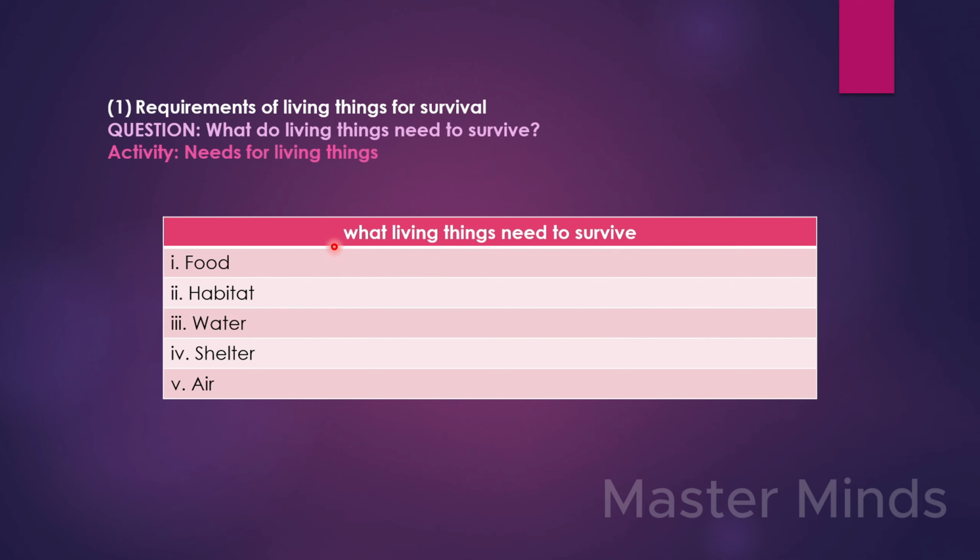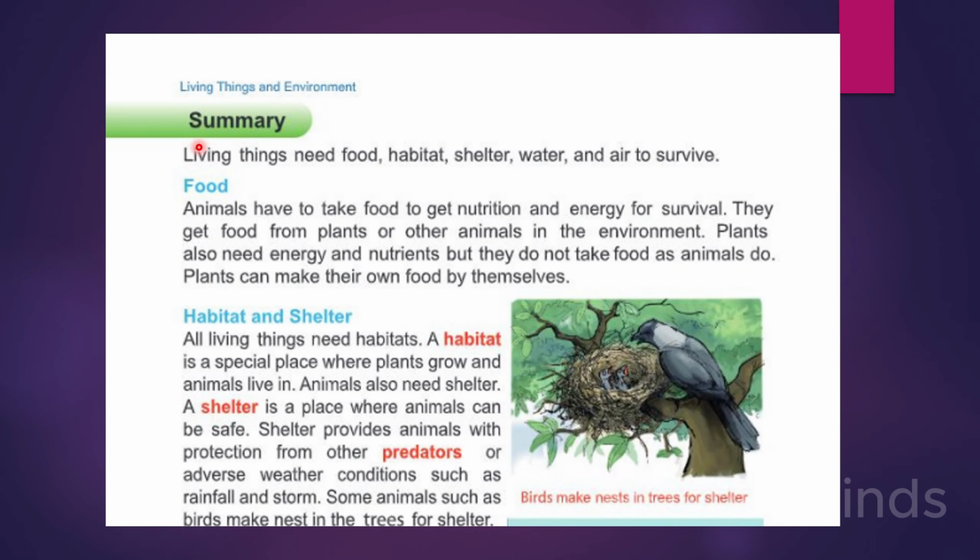Here is the answer. What do living things need to survive? Number 1, food. Number 2, habitat. Number 3, water. Number 4, shelter. Number 5, air. Going to the next page. Summary: living things need food, habitat, shelter, water, and air to survive.